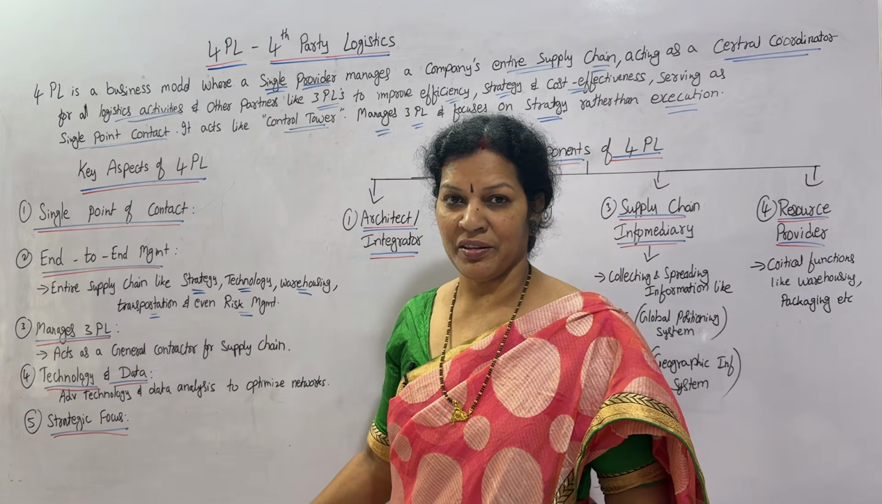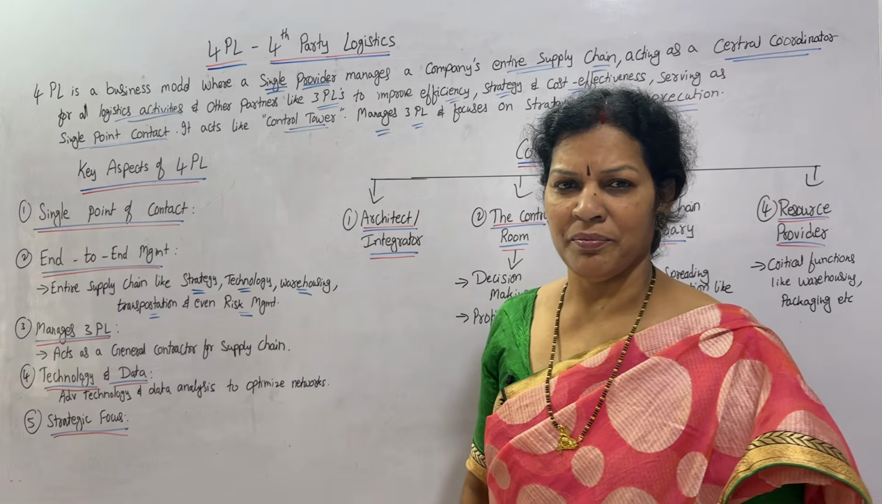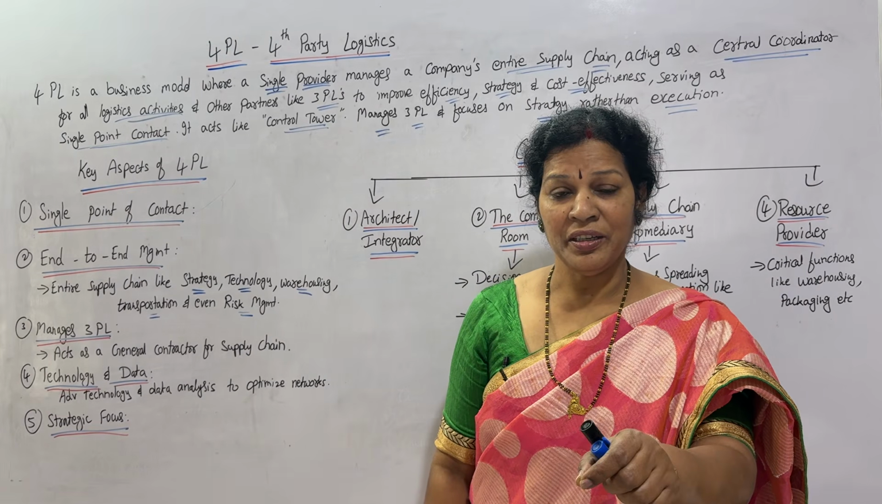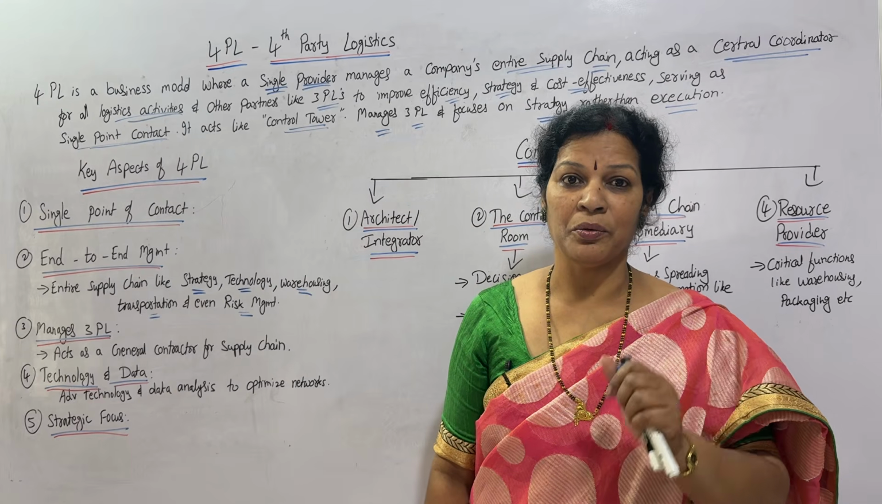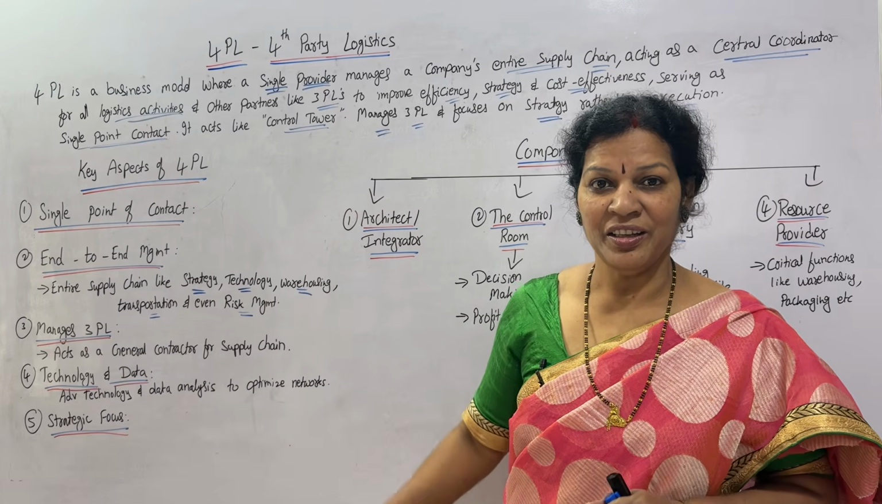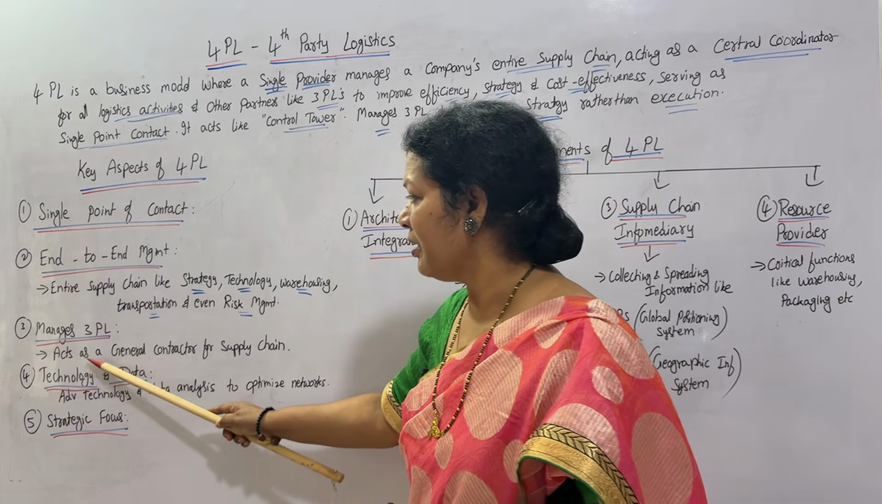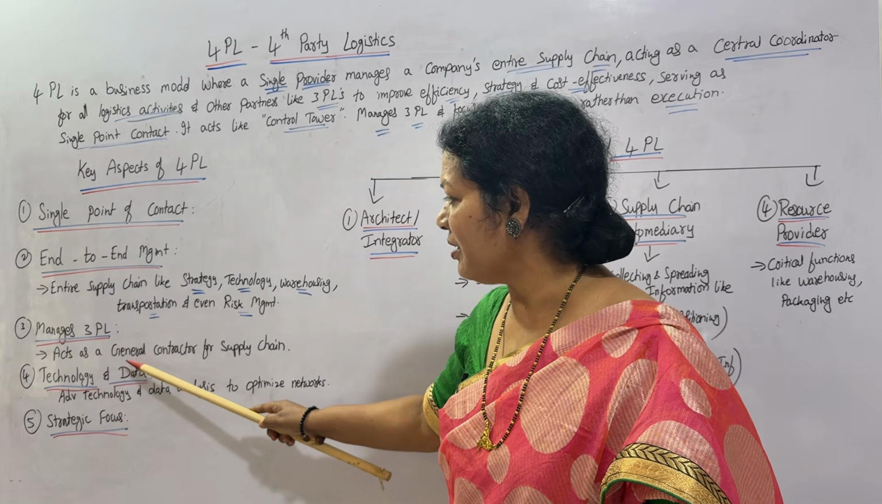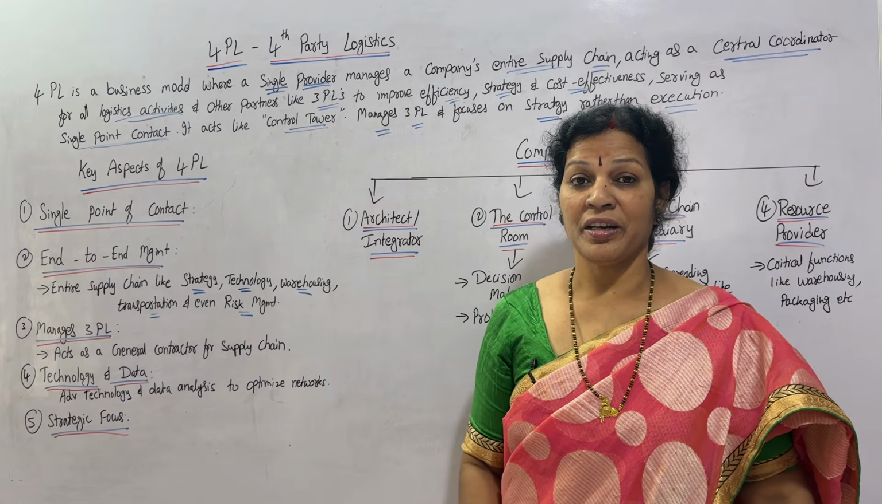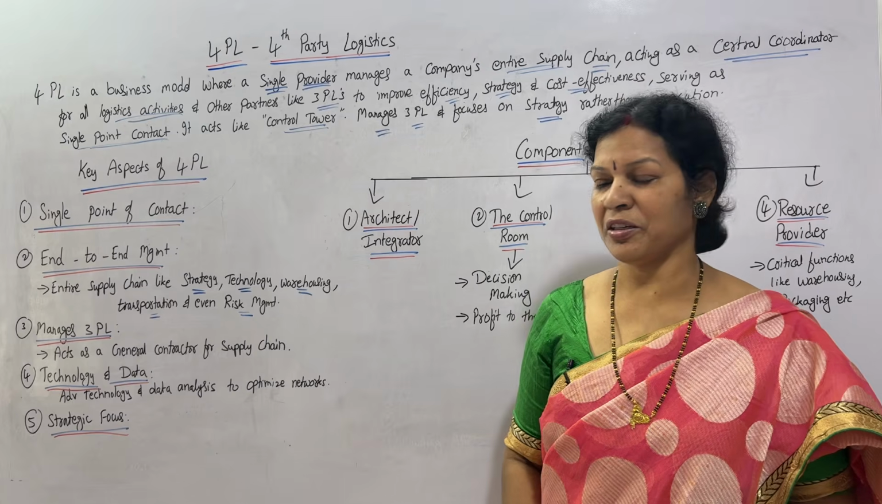And third point, we can say manages 3PL. I told you 4PL means if we have already assigned to 3PL, then only we can go for 4PL. So this is what the 4PL is managing the 3PL. You can say 4PL acts as a general contractor for supply chain. General contractor, like all the supply chain activities.